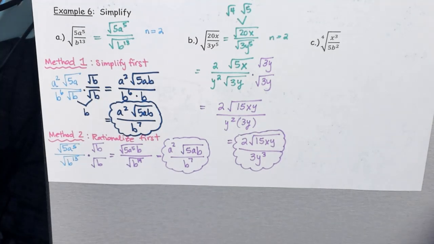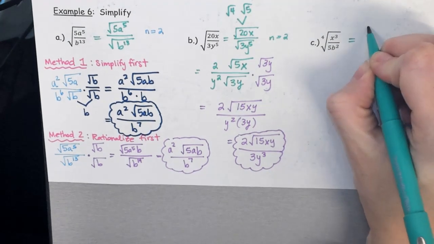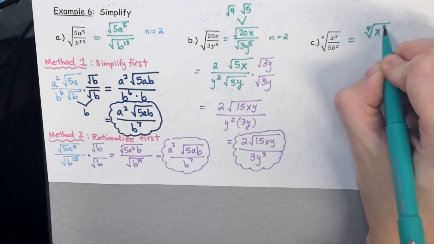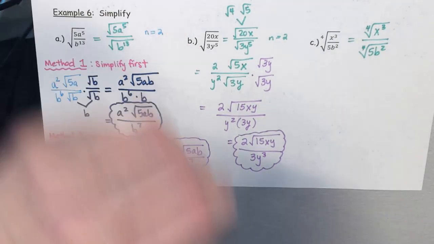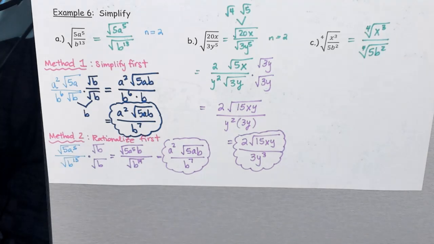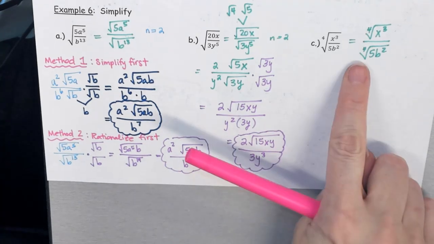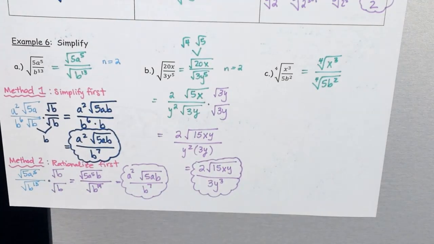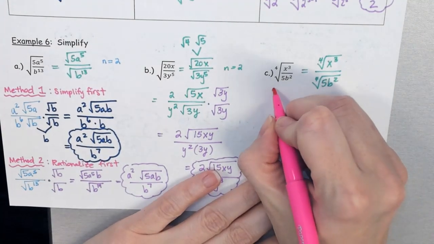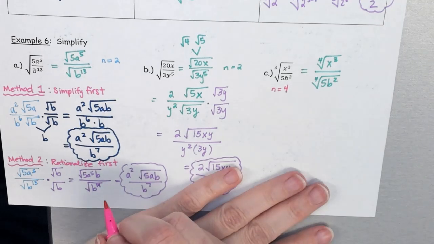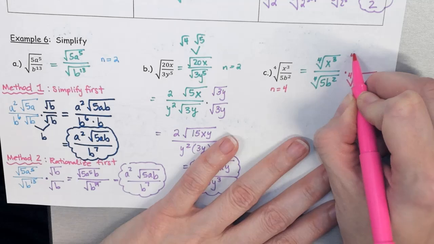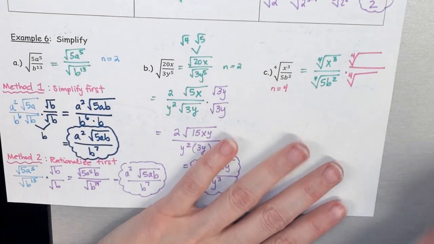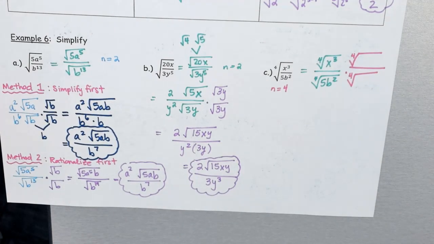All right, so for part C, we have the 4th root of x cubed over the 4th root of 5b squared. So remember, we're trying to get to a power that is equal to the index. Okay, your index number is 4. So there's a couple different ways you can think about what you're multiplying. I always start by making sure I have the right index number there.